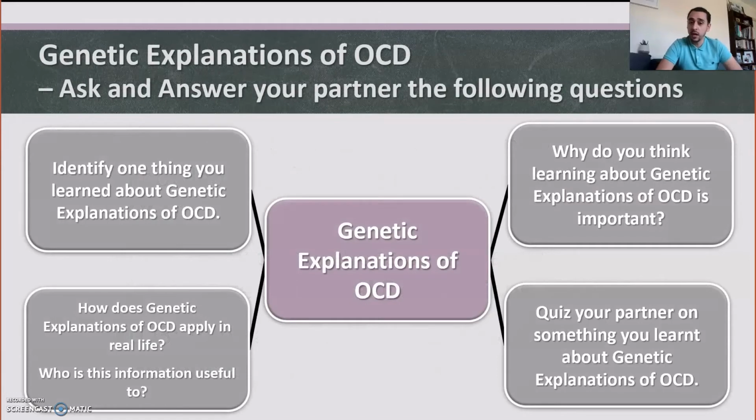Identify one thing you learned about the genetic explanations. Why do you think learning about it is important? How does it apply in real life? Who is this information useful to? Okay? What questions has this raised for you?